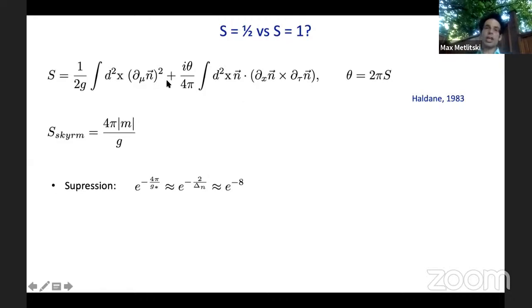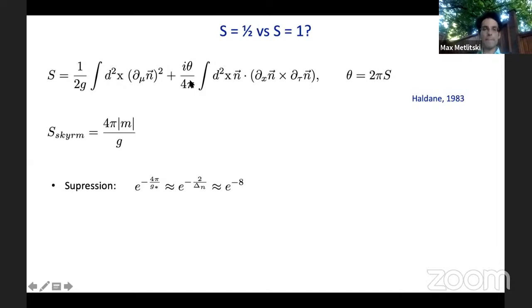Well, for a one-dimensional chain, we know how to incorporate the difference between spin equal 1/2 and spin 1. It comes in the form of a topological theta term in the nonlinear sigma model. For spin 1/2, we have theta equal pi. For spin 1, we have theta essentially 0 modulo 2 pi.